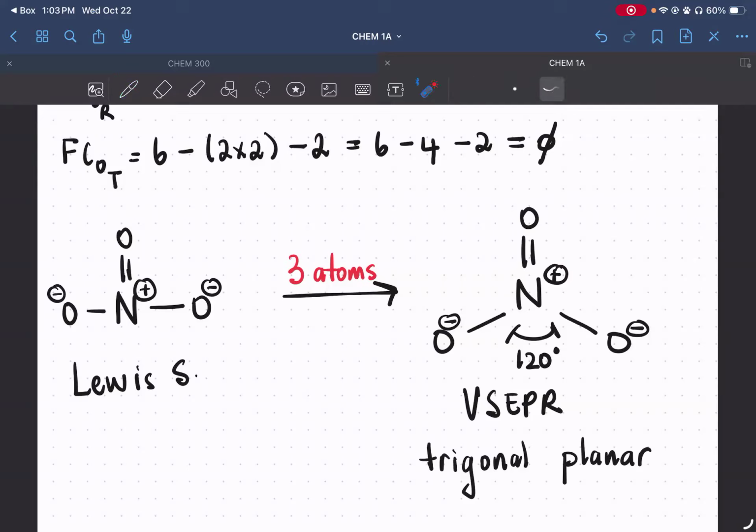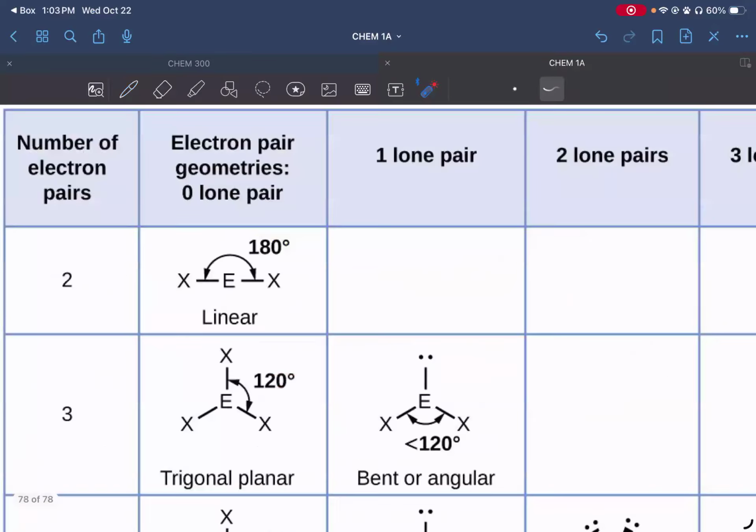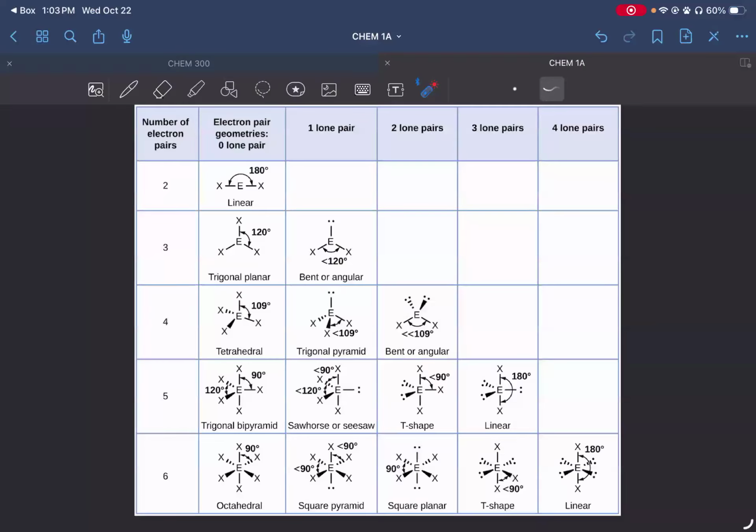Something I would like you to note is that when converting it to the VSEPR, the fact that this is a double bond does not matter. Meaning, on the VSEPR chart, every bond you see here is a single bond. Remember, these are just templates. We're only looking at number of atoms and lone pairs.